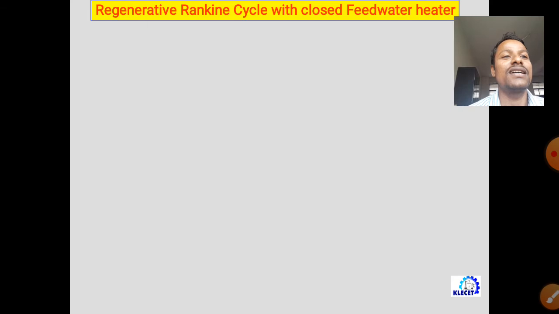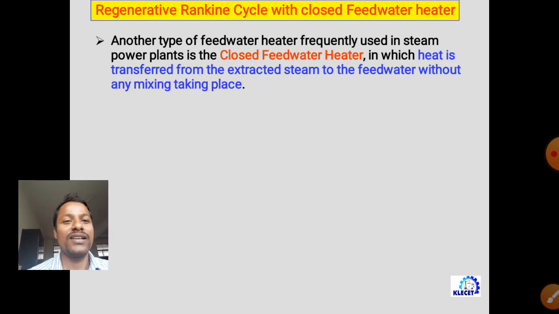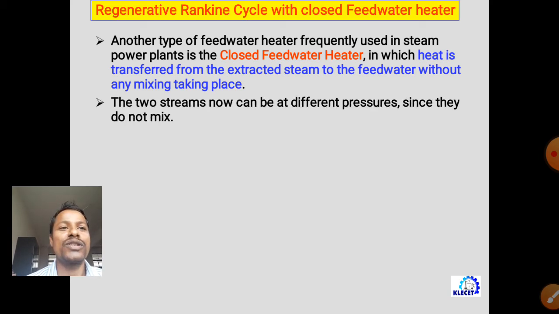So now let's further continue our discussion. Regenerative Rankine cycle with closed feed water heater. We have already studied the schematic diagram for the closed feed water heater. See, the advantage of this is there is no mixing of feed water as well as the bled steam in the closed feed water heater. So here the two streams can work at different pressures. There is no compulsion that it should work at only one pressure, that is the bleed steam pressure.